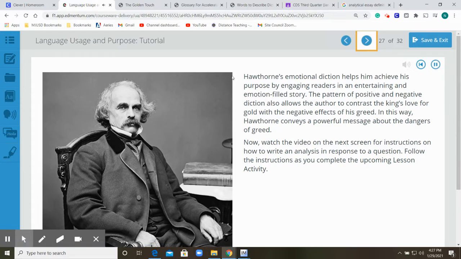Hawthorne's emotional diction helps him achieve his purpose by engaging readers in an entertaining and emotion-filled story. The pattern of positive and negative diction also allows the author to contrast the king's love for gold with the negative effects of his greed. In this way, Hawthorne conveys a powerful message about the dangers of greed.